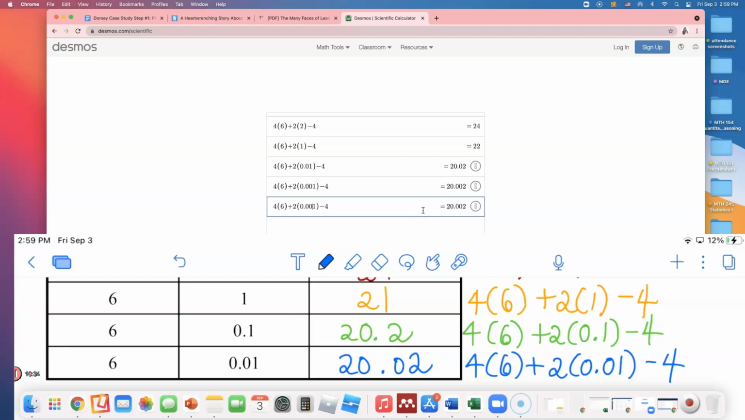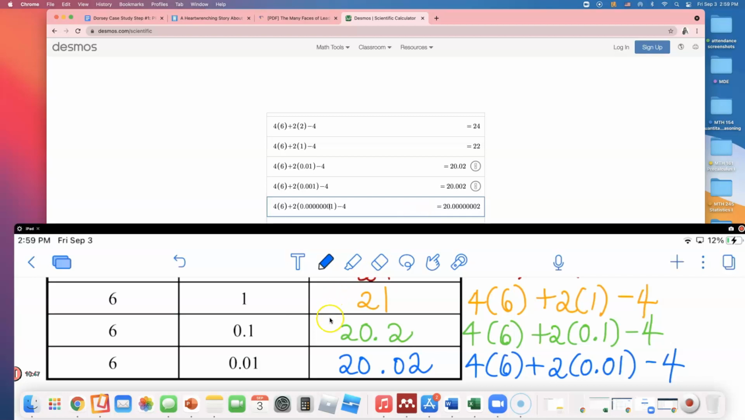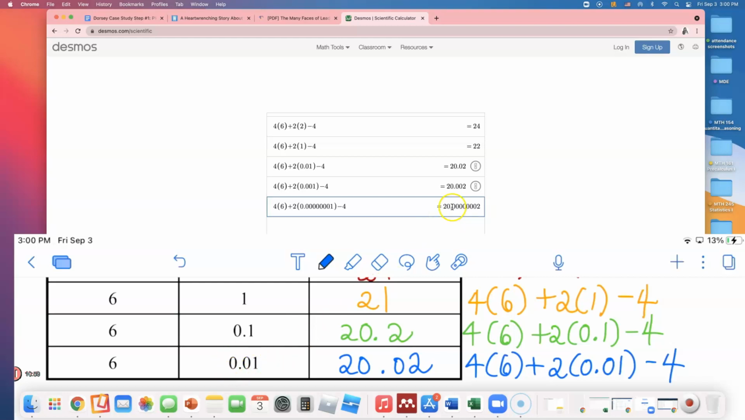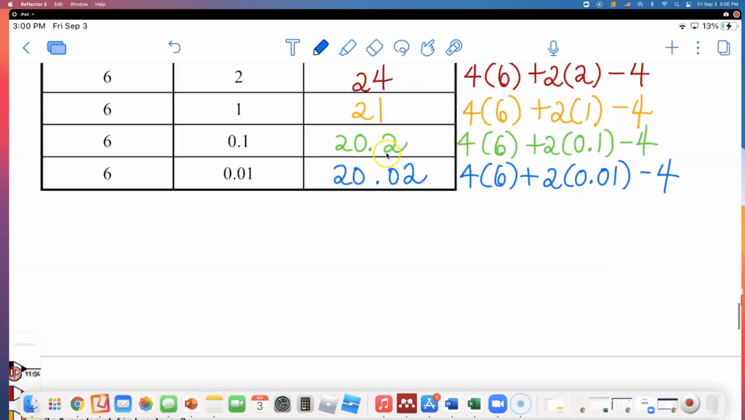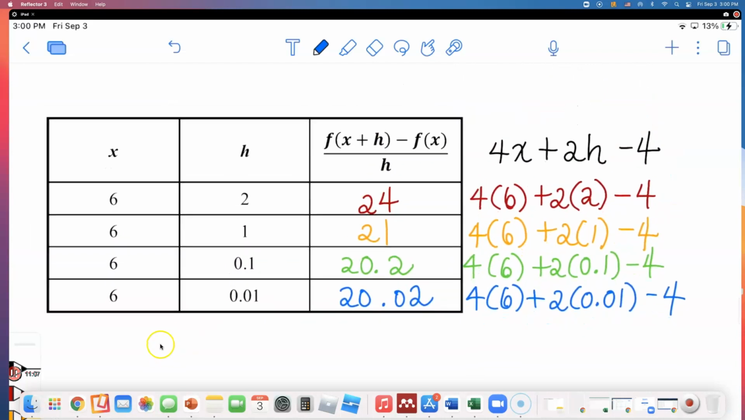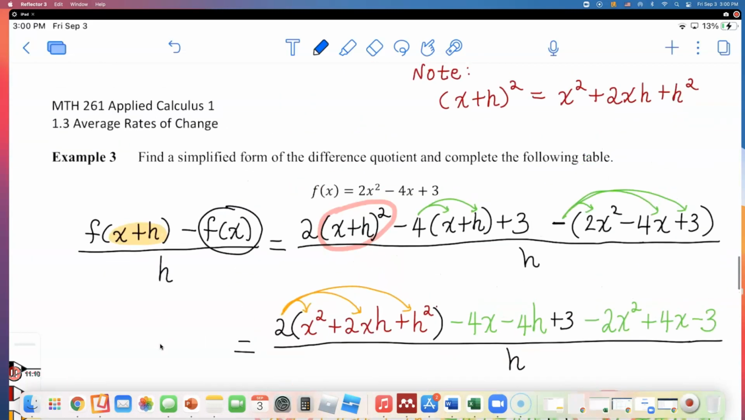If I add a whole bunch of zeros here, I can see that, oh, see, at a certain point Desmos just gave up and was like, hey, that's just 20, right? But we can see at x equals 6, as h gets really, really close to 0, the difference quotient is approaching 20. And we'll talk about what that means in our class meeting next week, okay? I finished one example, so I will end this video now.